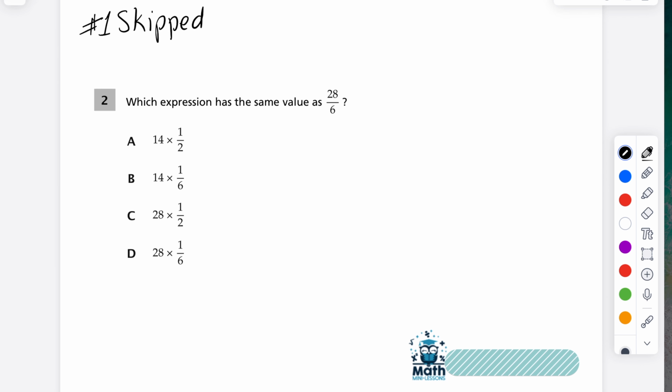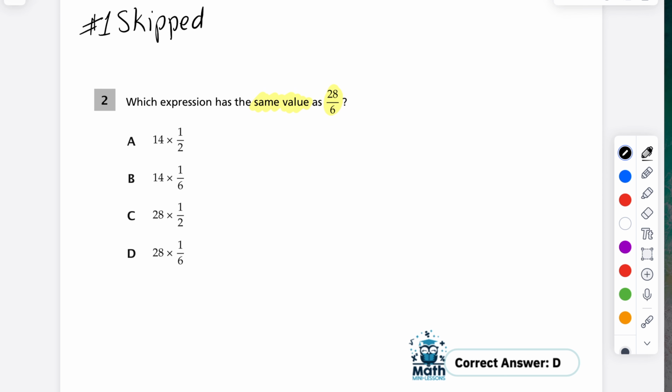All right, the answer for this one for number 1 is D. If you got it right, keep moving. If not, stay right here if you want to see how I break it down. So this is one of those problems where you definitely should just work out the math itself. Which expression has the same value? All they're looking for is an equal expression that will make 28 over 6. Which one has the same value?